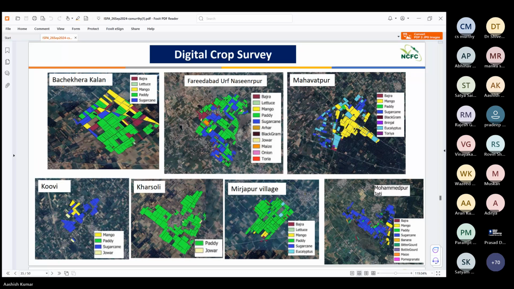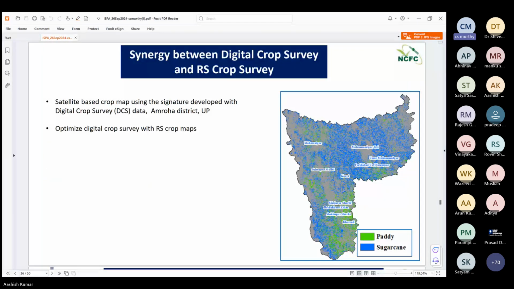So how do you bring synergy between digital crop survey and remote sensing crop survey? This is one important thing. Now it is going on in the ministry; we just started that work. The information recorded by the digital crop survey is a huge ground truth database for remote sensing people. So we use that survey data to generate the signatures and the crop maps.